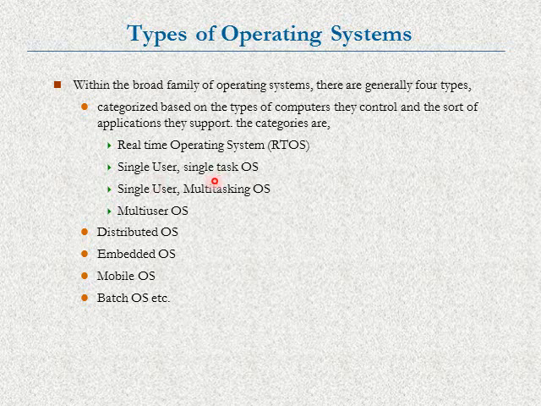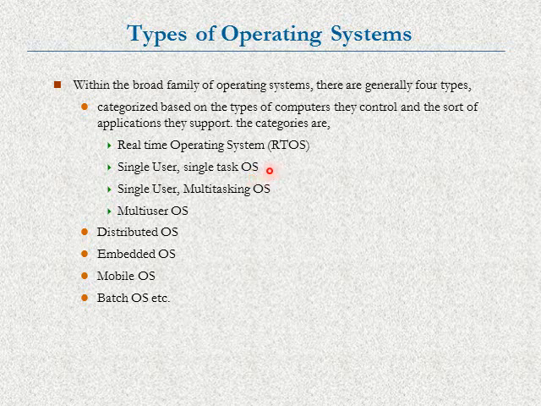Now, I hope some of you are familiar with Microsoft DOS. That was a single user, single task operating system. If it's installed on one machine, it can be an example of single user, single task, where you cannot run multiple applications simultaneously on one machine.